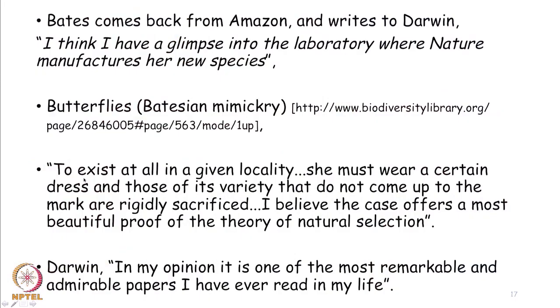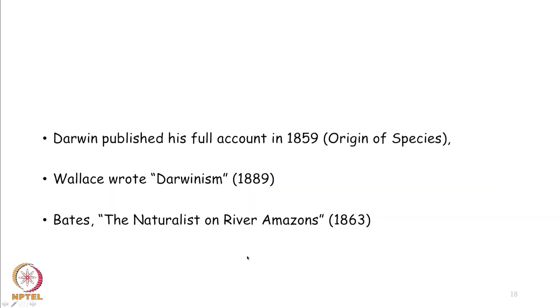And then it goes on to say, "To exist at all in a given locality, she must wear a certain dress, and those of its variety that do not come up to the mark are rigidly sacrificed. I believe the case offers a most beautiful proof of the theory of natural selection," Bates summarizes. Darwin reads the work and says that, in his opinion, it's one of the most remarkable and admirable papers that he has ever read in his life. So that brings us to the closure of the story of these three men, which led to the development of the theory of natural selection.